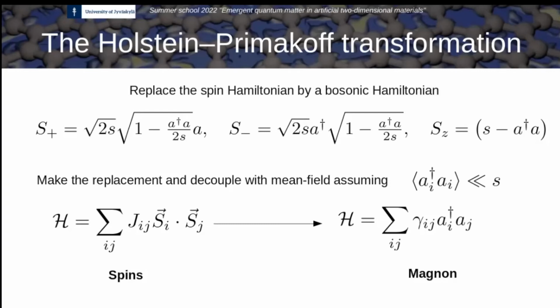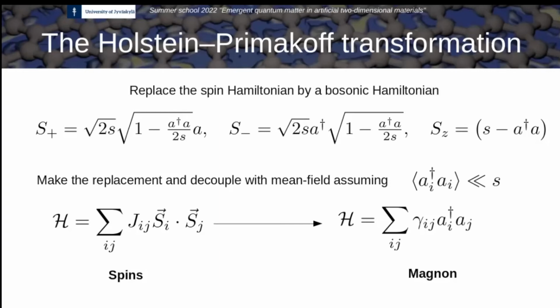And now if we think about these terms here, the term inside the square root can be simplified if we make this assumption. So the term inside, we take it as zero, and S plus is essentially a, S minus is essentially a dagger with a certain prefactor, and that's all. And of course, this is a simplification that we can make when we assume that we have a ferromagnet. If we had a system that does not break time reversal symmetry, then this would not work, because this assumption would completely break down.